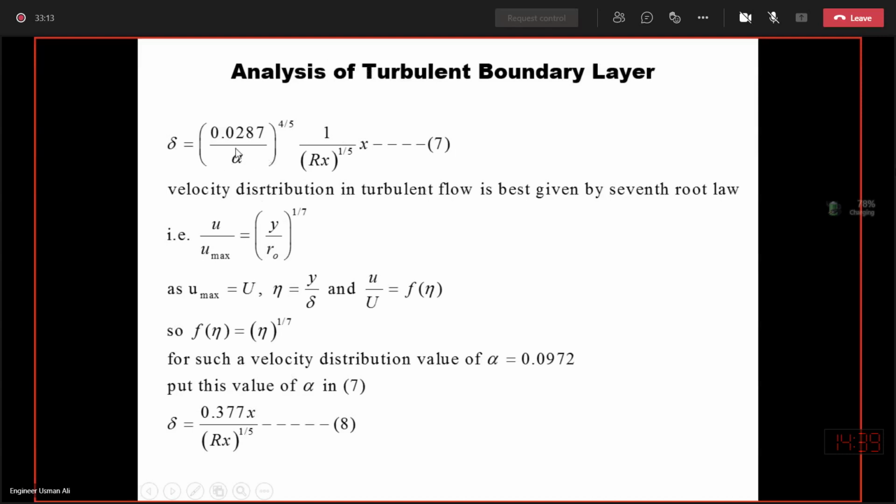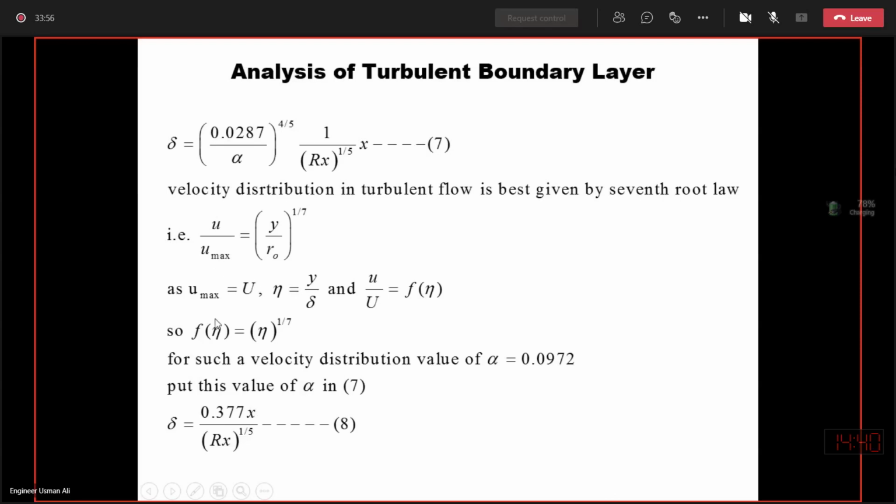Further, we have to put the value of alpha over here. Alpha is the coefficient of velocity distribution within the boundary layer. Just like in laminar flow, where the parabolic distribution or the Blasius distribution was considered and we found the value of alpha and beta there, for the turbulent boundary layer, velocity distribution is best given by the 7th root law. What is the 7th root law? U over U maximum is equal to y over r naught power 1 by 7. This is the 7th root law which best describes the velocity distribution for turbulent flow.